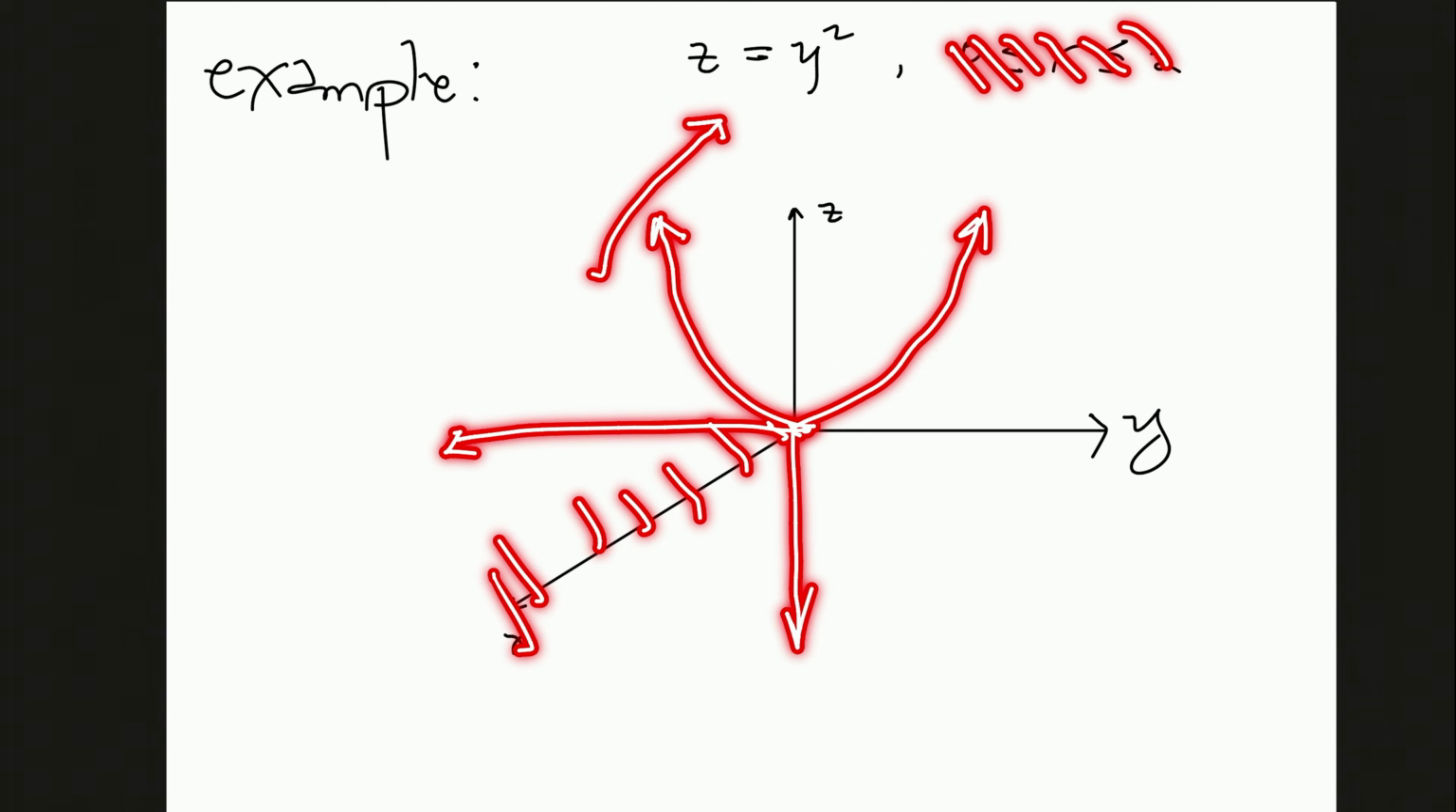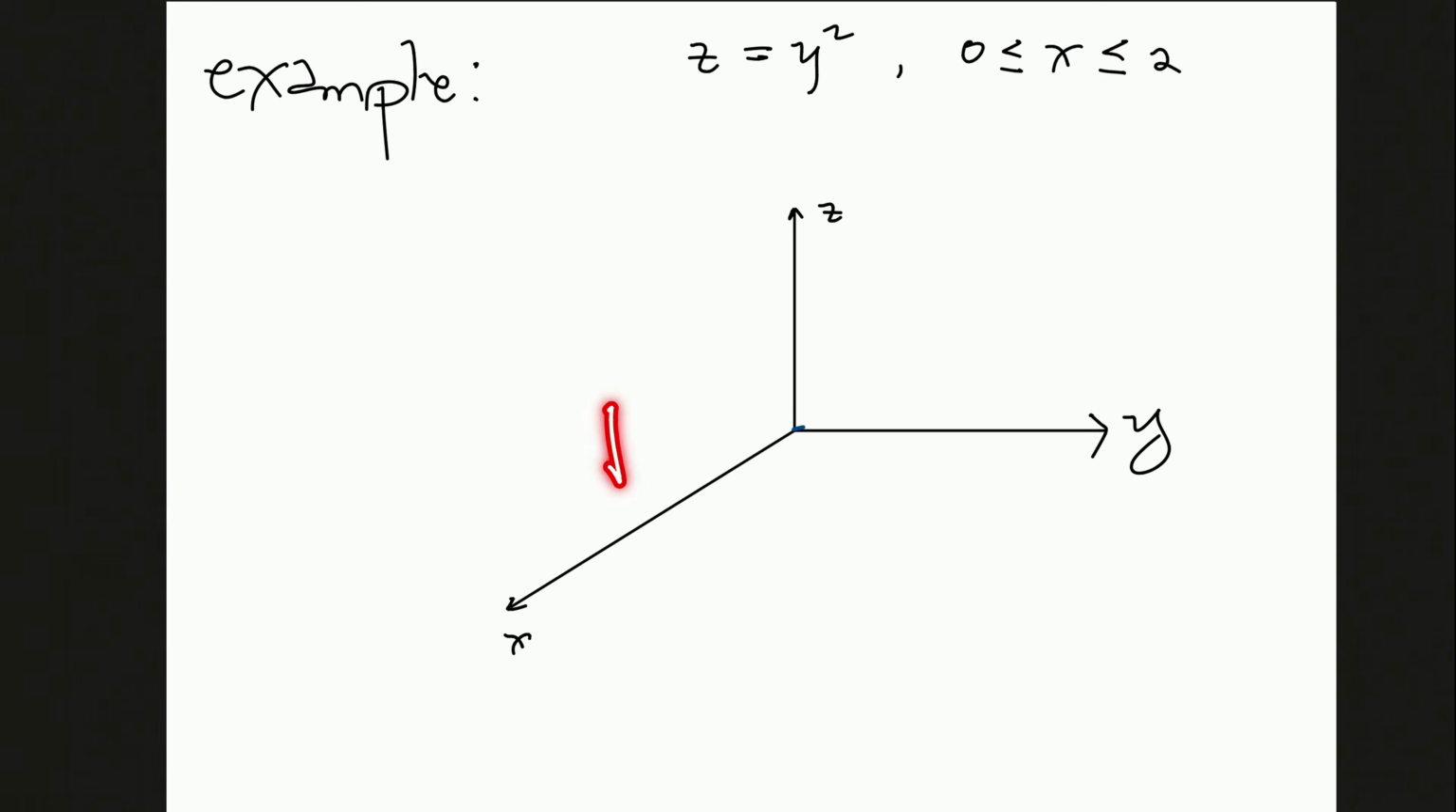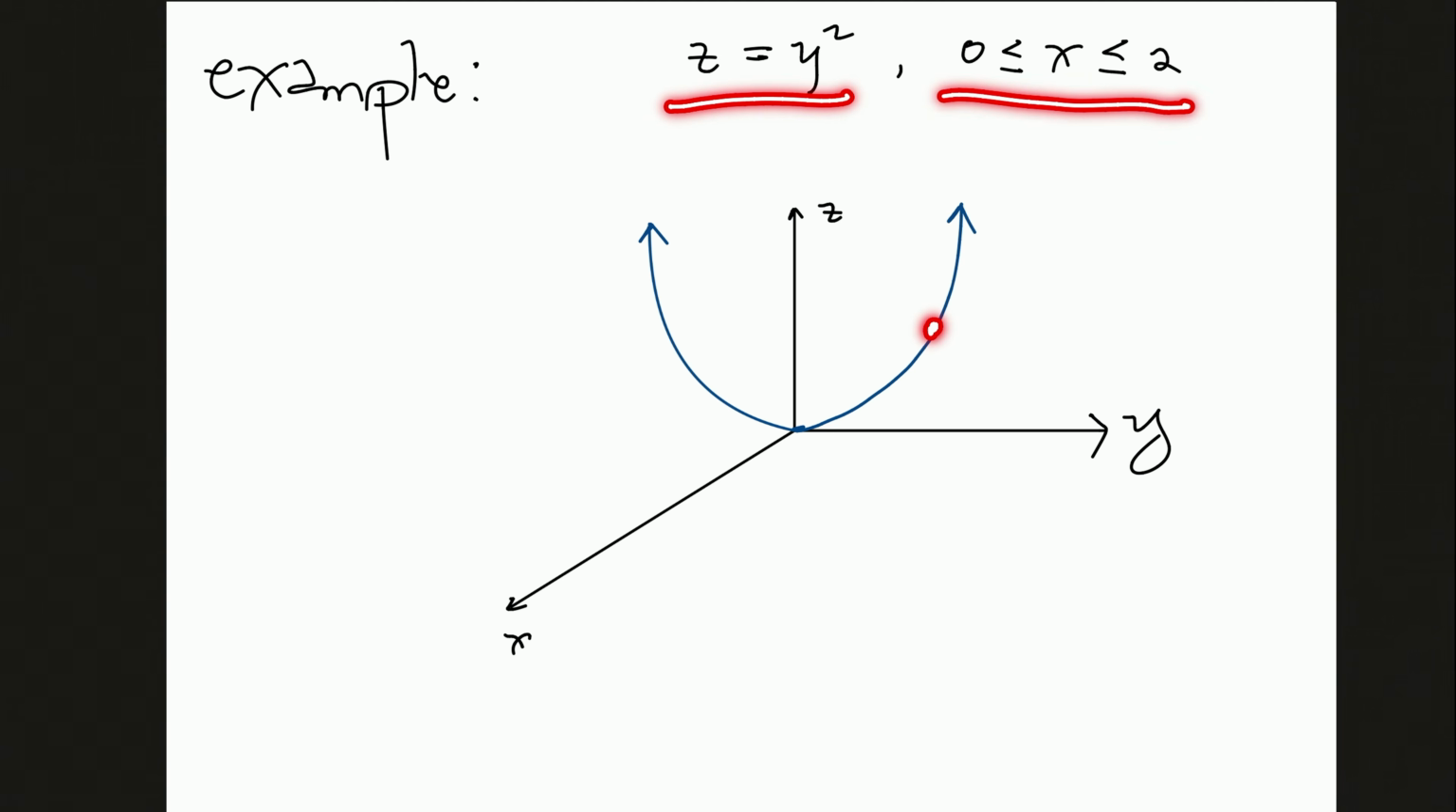So what will happen if we include this restriction on x? One thing we need to do is graph this parabola as usual. Notice that x here is not yet restricted. Since your x must be between 0 and 2, you can move this point freely along the direction of the x-axis as long as it is between 0 and 2. And you can do that to any point of this parabola.